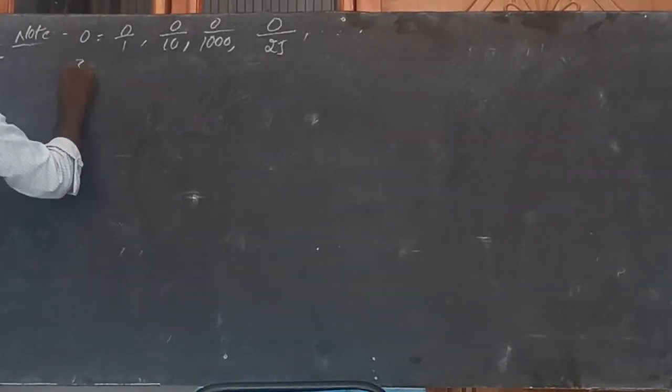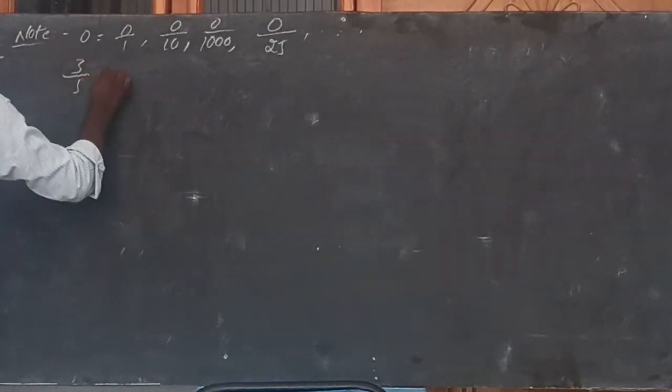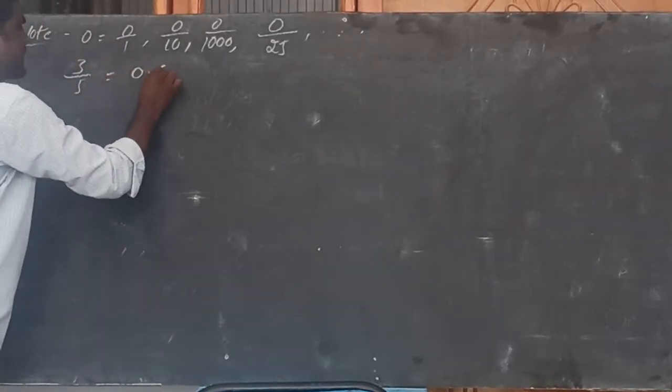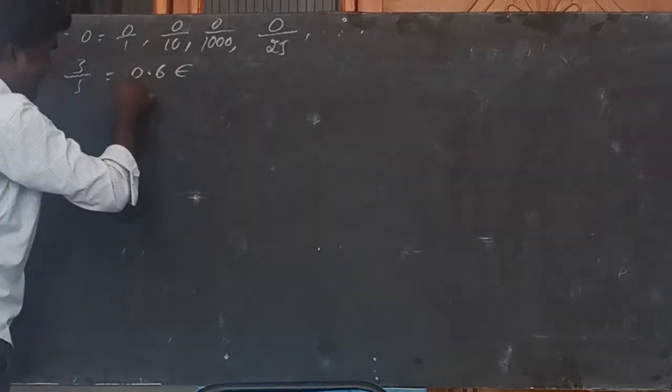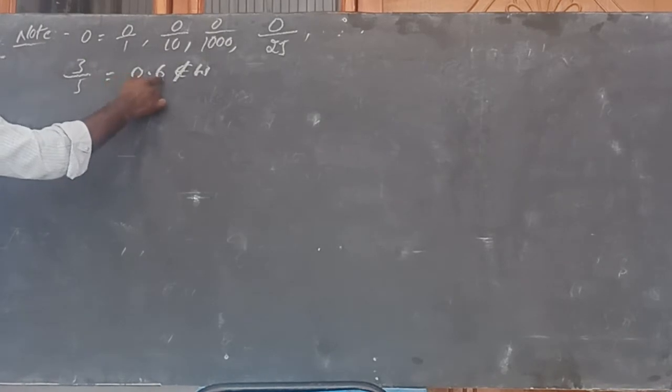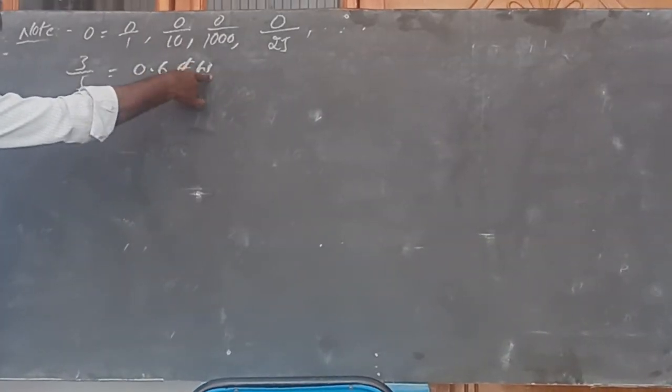Next, for example, 3 by 5. 3 by 5 is a rational number. How much do you get? 0.6. So 0.6 is a decimal number. It is not a whole number. 0.6 does not belong to whole numbers.